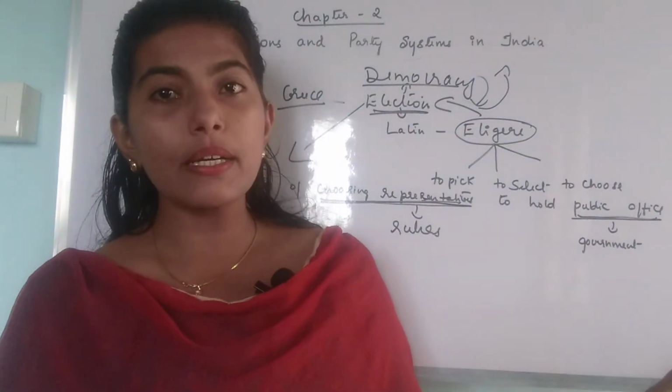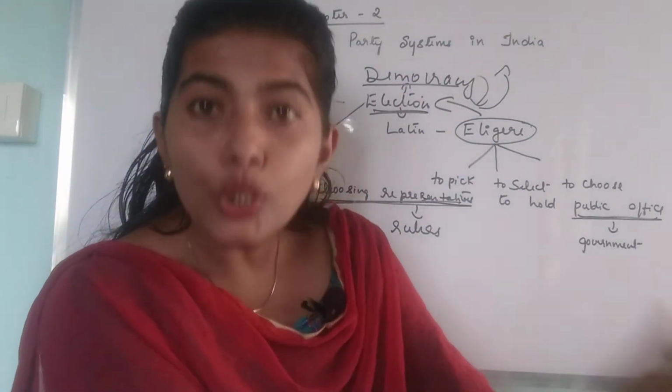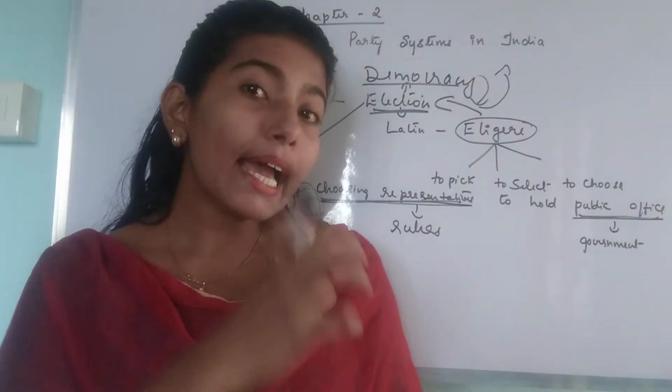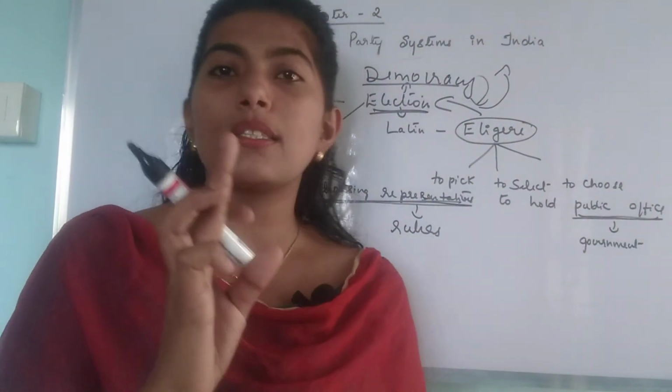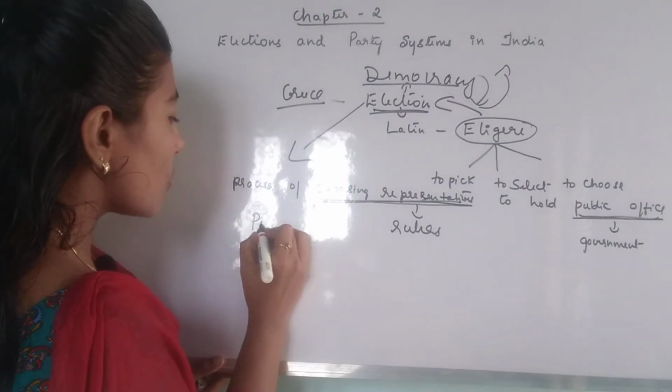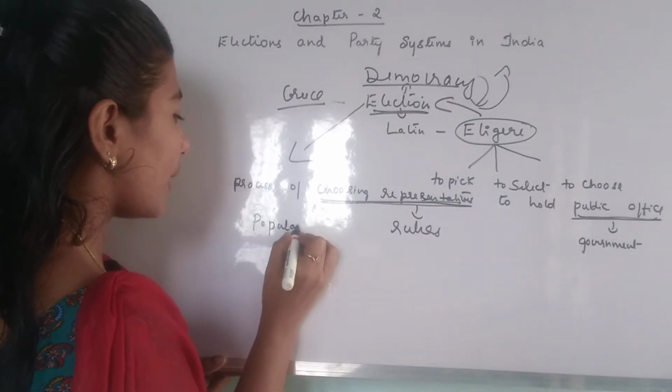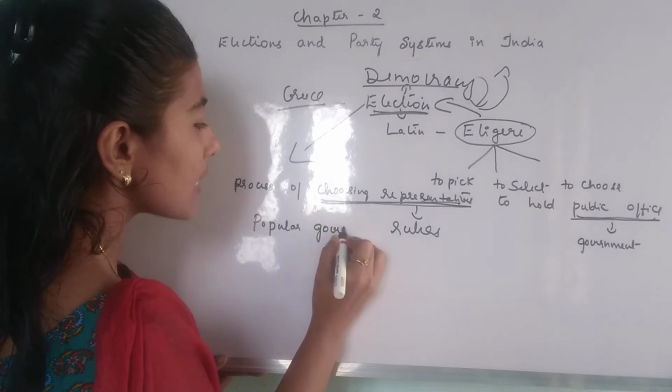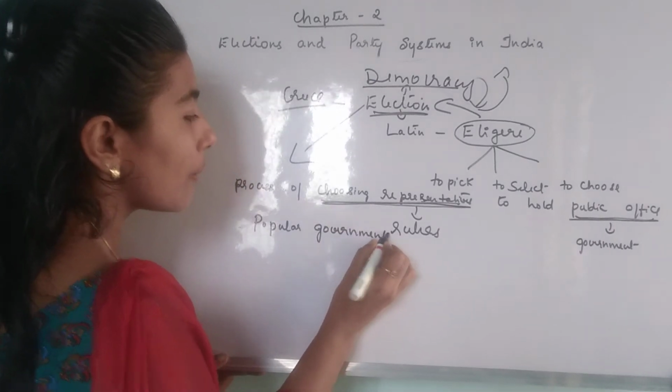Yes? So we can say now, this system where people themselves select their representatives, people themselves elect one person, and that person is going to rule, and that government is always known as popular government. Remember here, this government is always known as popular government.